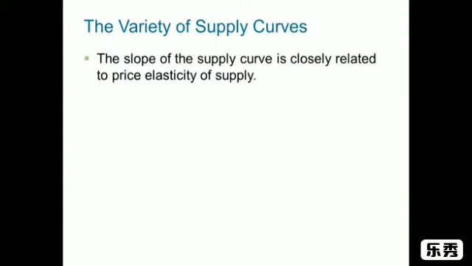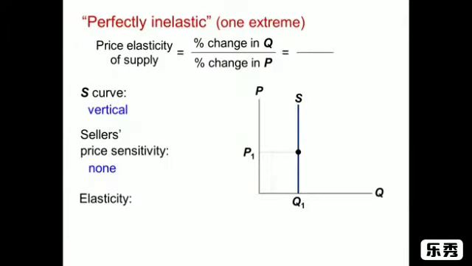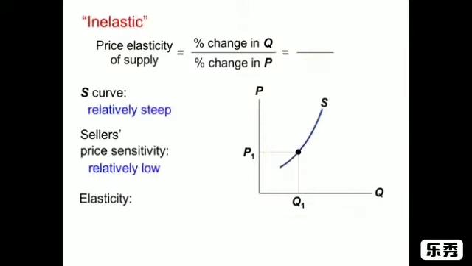Now, just like elasticity of demand, there are a lot of different kinds of elasticity of supply. There are 5 different kinds. The rule of thumb is the flatter the curve, the bigger the elasticity, and the steeper the curve, the smaller the elasticity. So 5 different classifications. We have a vertical one, same idea. It's called a perfectly inelastic supply curve. As price goes up by 10%, quantity supplied is completely unresponsive. So elasticity is 0.